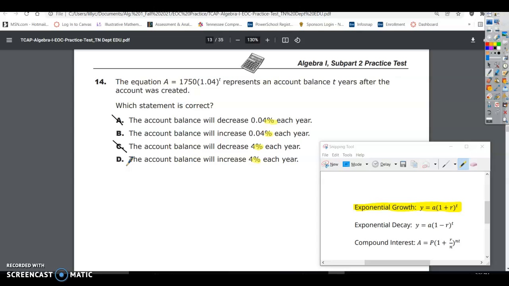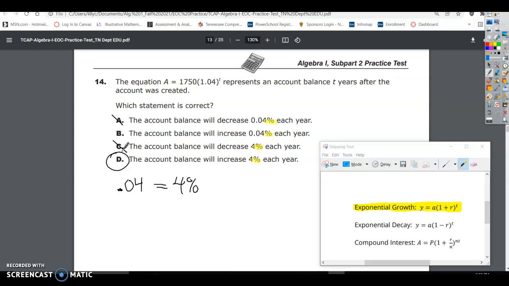And again, this is not hard, but be careful that you don't confuse decimal with percent. So we have 0.04. That's in decimal because we do 1 plus our interest rate, and we change that to a decimal. So 0.04 is equivalent to 4%. Okay, so the correct answer is D. The account balance will increase by 4%.